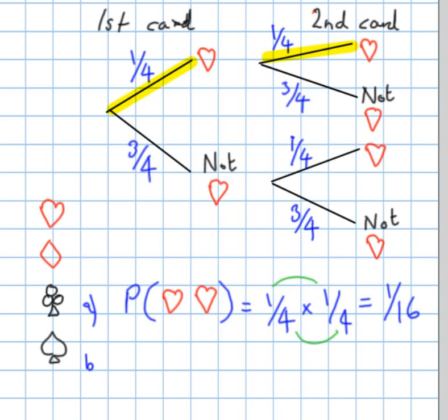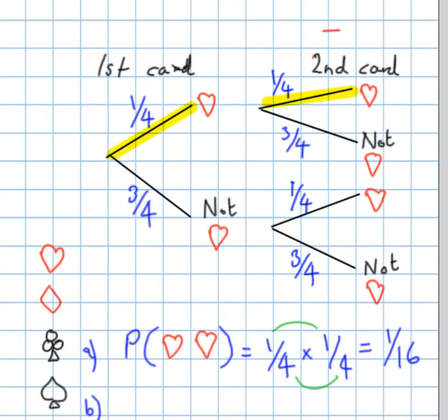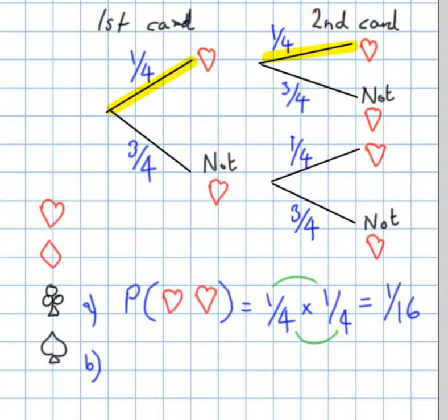Now what about question B? It said 1 heart. Now let's just get rid of this highlighting here. The probability that 1 is a heart. Well, let's go through this. We have to think a bit about this. I could draw the first card a heart and the second card not a heart.